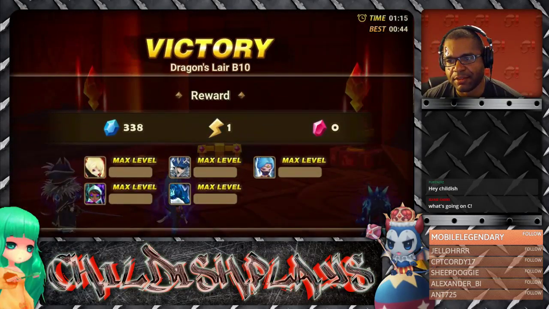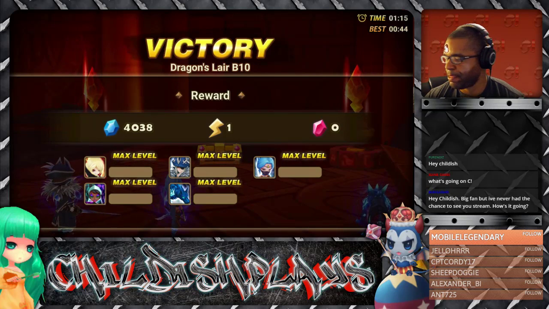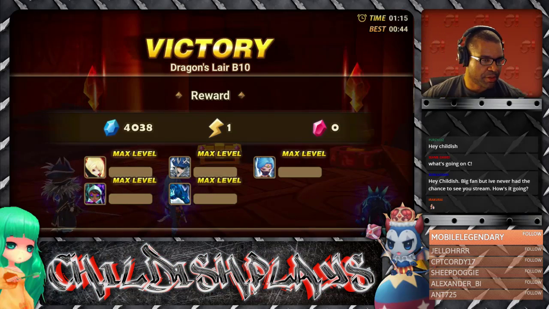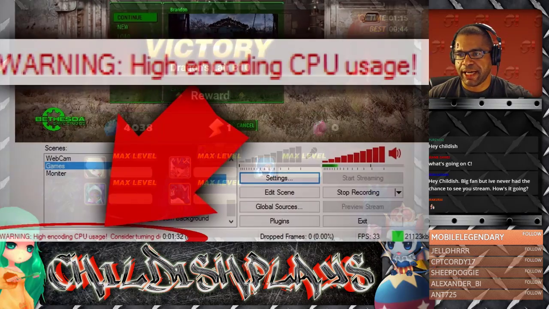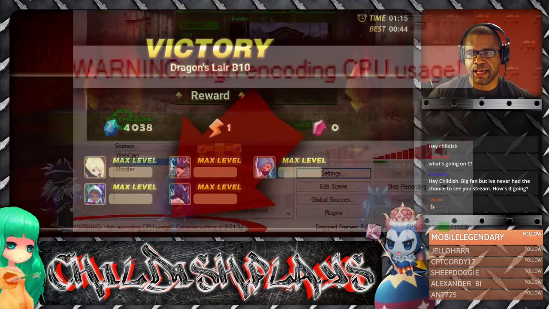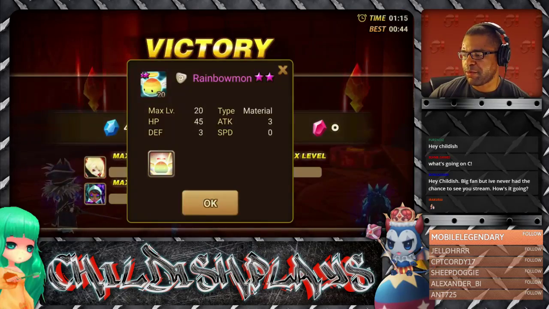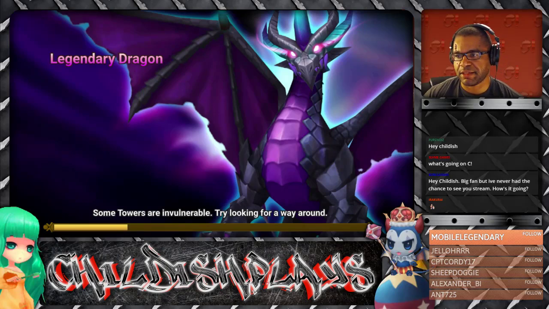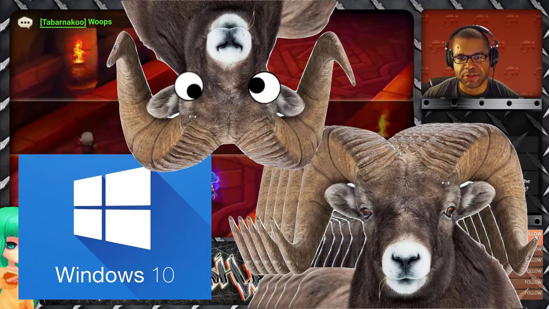These last few days have been just a crap storm when it comes to my computer. Basically, I was running into an issue with encoding. I would get a high CPU encoding usage warning on OBS, saying to consider turning down your settings. And I'm like, dude, why is all this happening? This was a few days after installing Windows 10. I'm guessing Windows 10 uses more RAM than Windows 7.